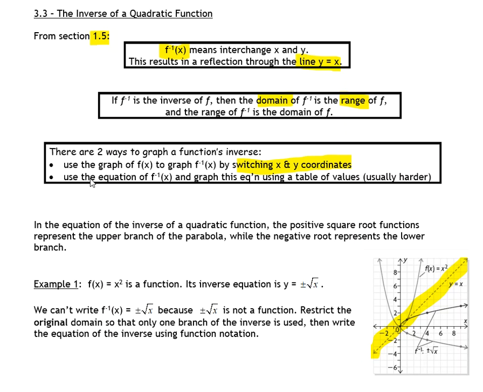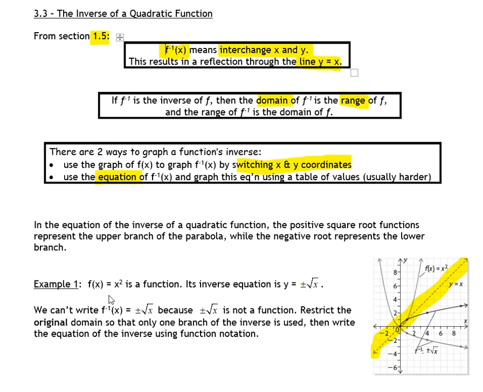The other way to do it is to use the equation of the inverse to graph the function, and that's harder because to get the equation, if you remember, we have to back up to the top, interchange the x and y, and then isolate for y, so it's a little harder. In the equation of the inverse of a quadratic function, the positive square root function represents the upper branch of the parabola. So the positive square root here is the inverse of this side right here. And then the left side of the parabola, its reflection is this piece down here.